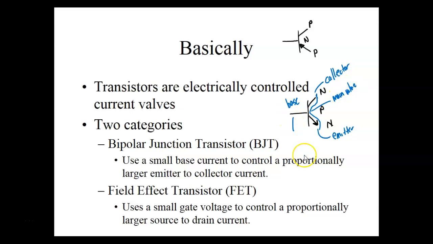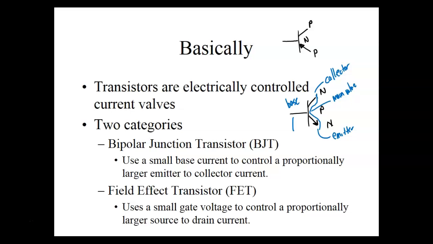And the base is what we're doing. The base is what we're using to control the valve. And we're controlling it with a current. But what we're going to do is take a little, real small base current to control a lot of current between your collector and emitter.